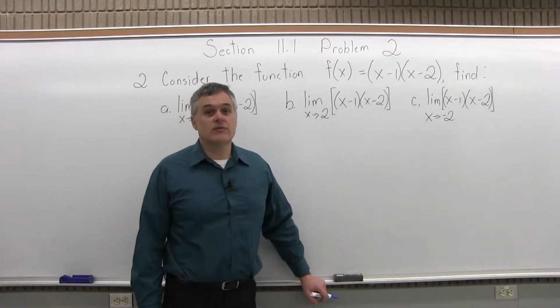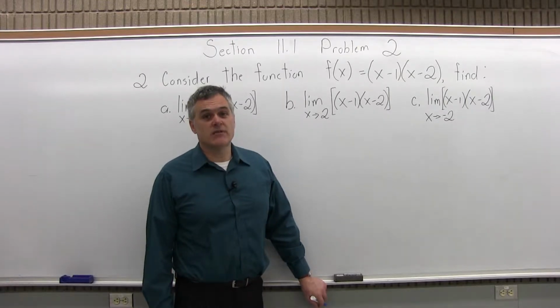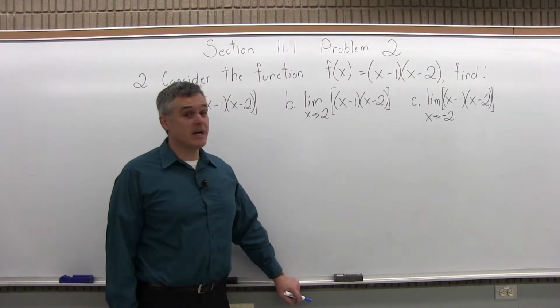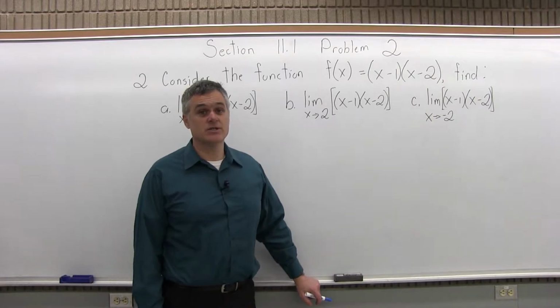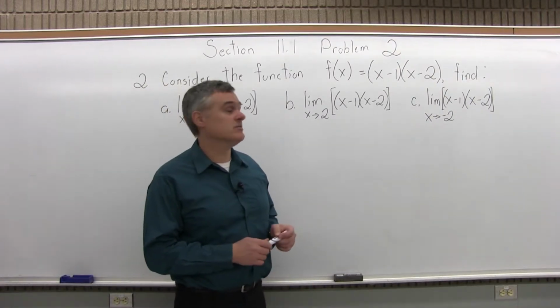This is Section 11.1, Problem number 2. It says, consider the function f of x equals x minus 1 times x minus 2, and then find three different limits for that function. So I have parts A, B, C.